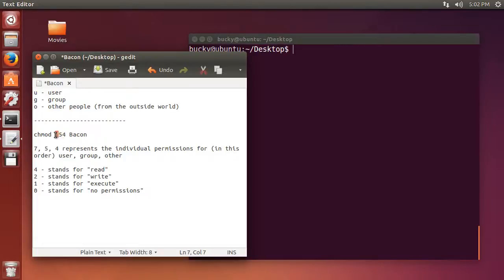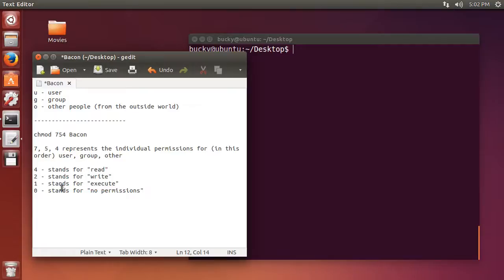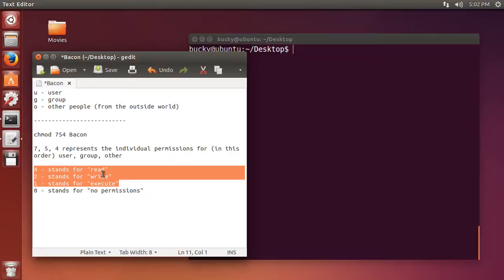But why is the 7 right here? What the heck is a 7? Well, this is the last thing I'm going to teach you, and this is where things get a little bit tricky. Whenever you see a 7, what you're doing is you're combining all of these numbers. So for example, you can just give a group write permission, or you can just give them read permission, or what you can do is you can combine read and write, and that would be 6. Now, whenever we see a 7, that means for this group, they have read, write, and execute permission.